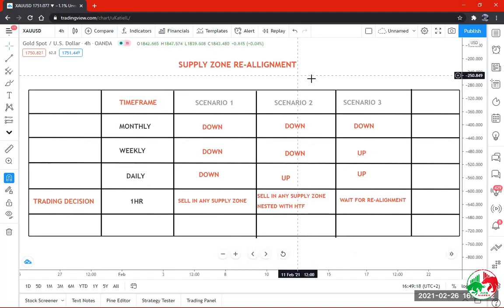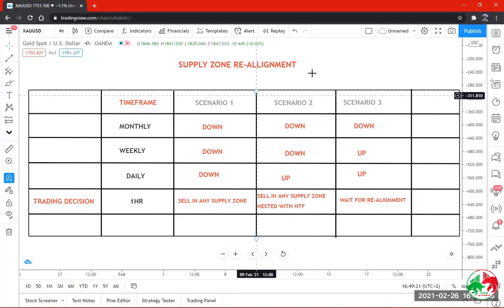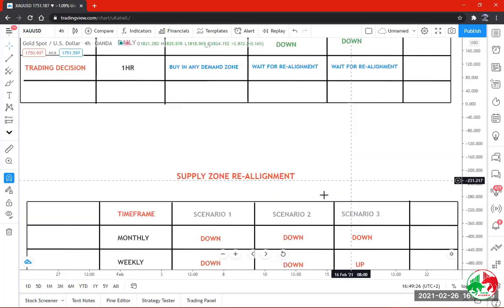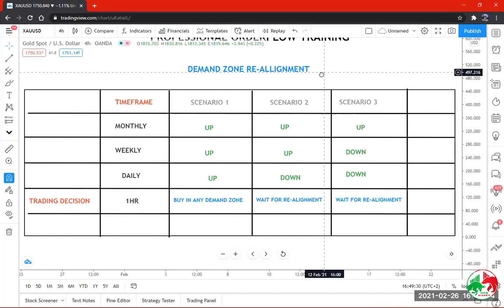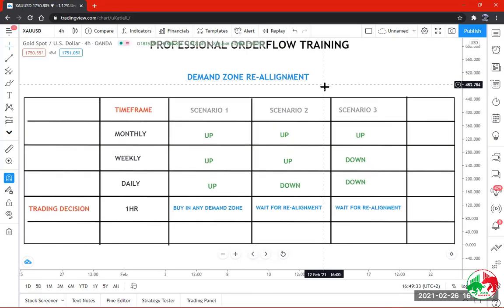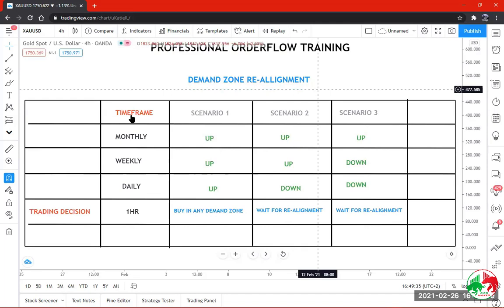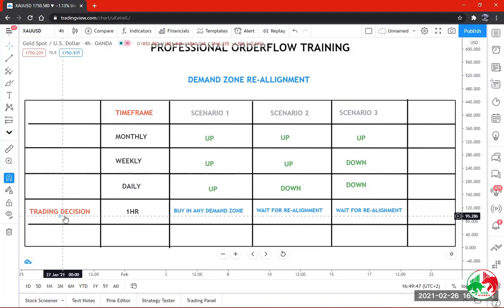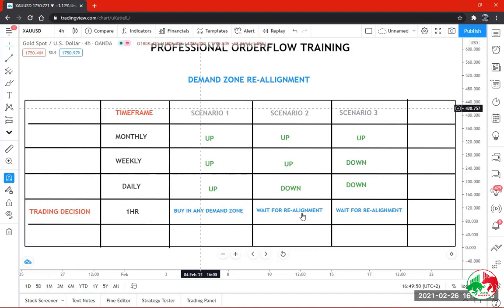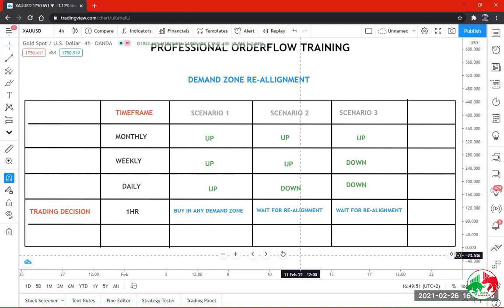As soon as we are done with these two, I'll be showing you how we find trades using order flow. So in this table we have the time frame. We have scenario 1, scenario 2, scenario 3, and we have the decision. Let me quickly open the MT5.